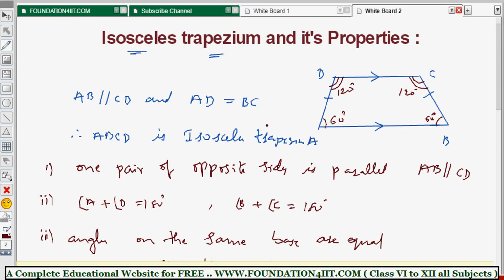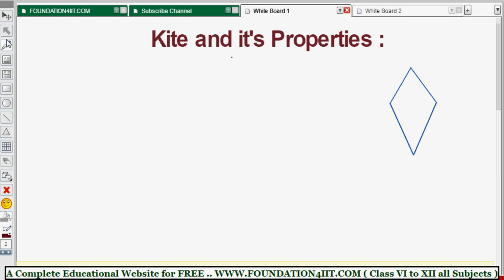And one of the quadrilaterals is the kite. So the kite diagram and its properties I'll explain to you now. Kite and its properties. So the kite is one of the quadrilaterals. Let me write the definition here: a quadrilateral in which two pairs of adjacent sides are equal.